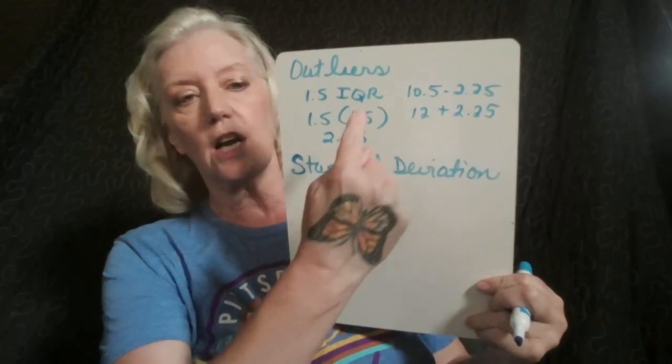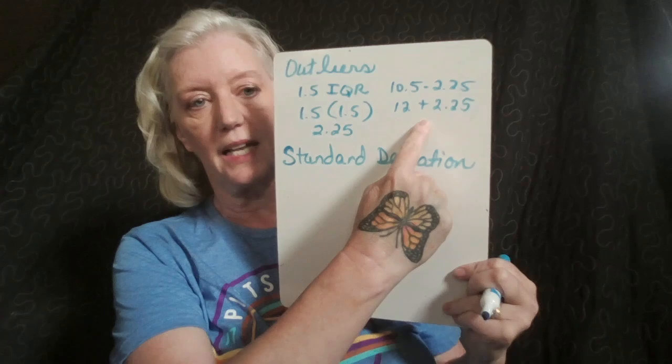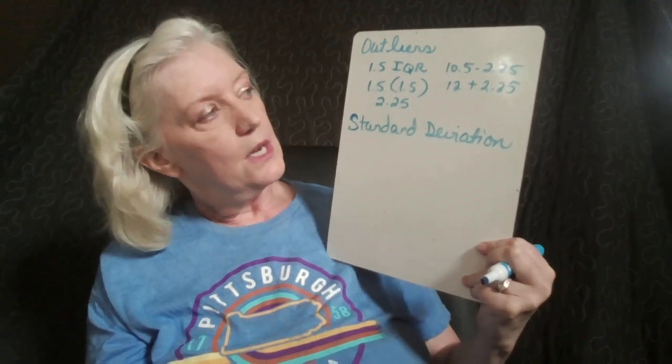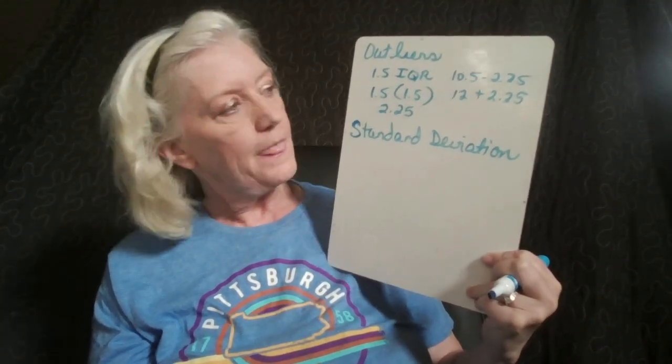So we've got our possible numbers that are still considered okay to be within the acceptable range. Our Q1 was 10.5, so we take 10.5 minus our 2.25, and our Q3 was 12, so we take 12 plus our 2.25. Those give us our highest and lowest possible values that we will accept. 10.5 minus 2.25 is 8.25, and 12 plus 2.25 is 14.25.